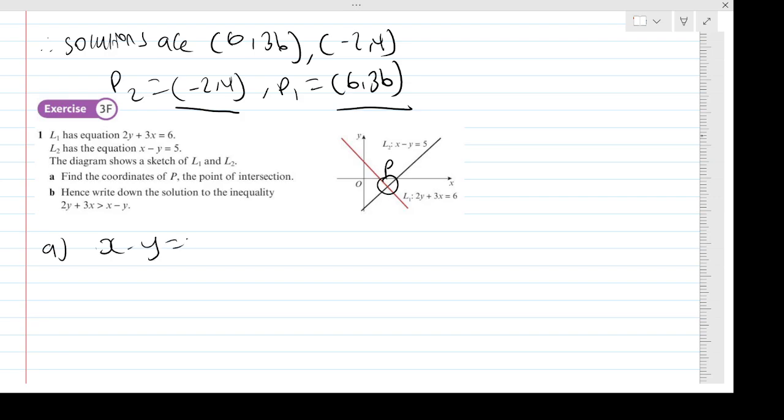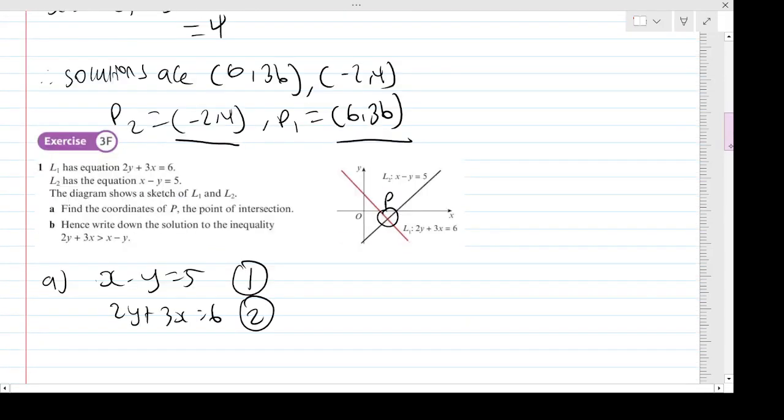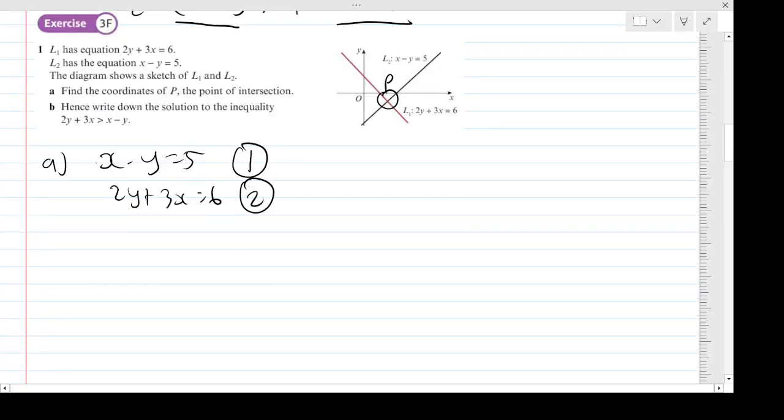Well, x minus y is 5, and 2y plus 3x equals 6. These are simultaneous equations because they are equal to each other at this point P. Remember that. So to solve it, we can solve it like we normally do with simultaneous equations. I'm going to substitute. I'm going to rearrange the first equation to get x, so x would be 5 add y.